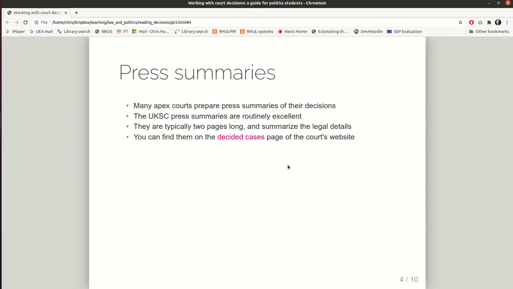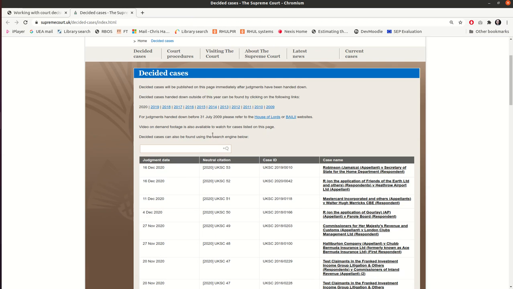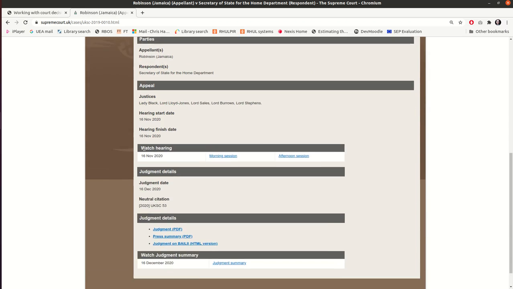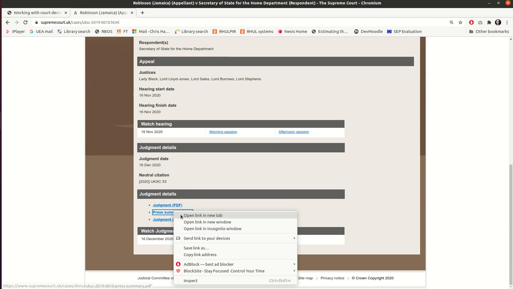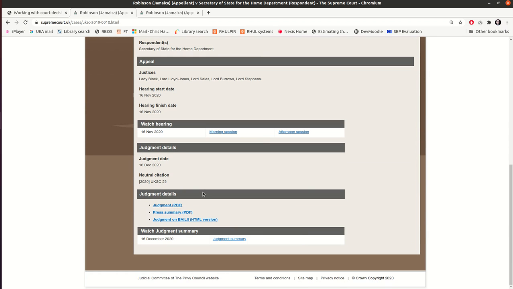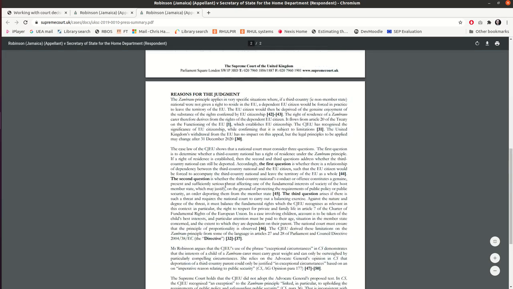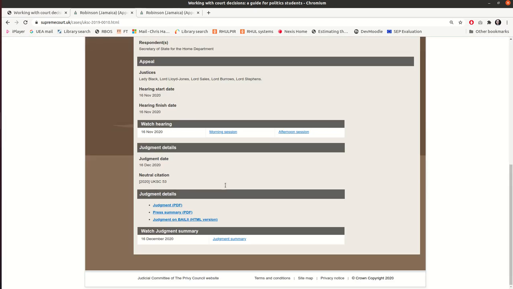And they'll summarise the legal details in ways which are accessible to someone who's interested in the law but not expert in it. And you can find these press summaries by just going into the page for any decision, scrolling down, and beneath the judgment you'll find the PDF containing the summary of the decision.